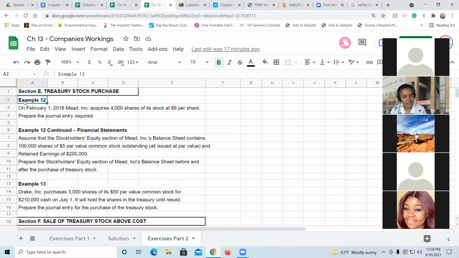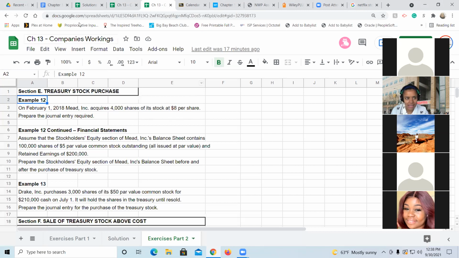So let's just look at what happens in example 12. On February the 1st, 2018, Mead Inc. acquires 4,000 shares of its stock. So already your mindset needs to change away from we're issuing stocks to receive cash, because "acquiring" means we are buying 4,000 shares of its own stock. This is the giveaway, right? We're buying our own stock at $8 per share.